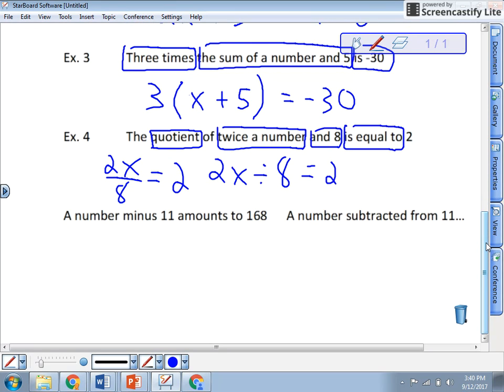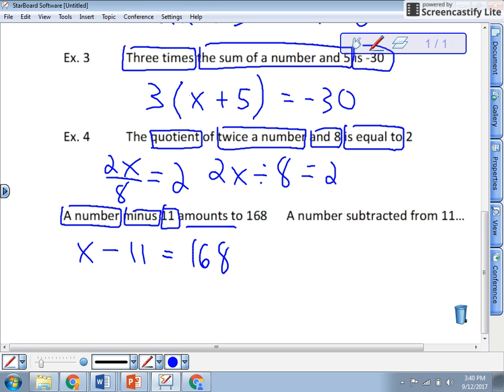Let's take a look at one more final example. This one has been giving people lots of trouble. So the wording is extremely important. It has to do with subtraction. So let's first take a look at this one on the left. A number, so there's my X, minus 11. So minus sign and then 11 amounts to, we know that means equals 168. So it's pretty straightforward when they write it like this.